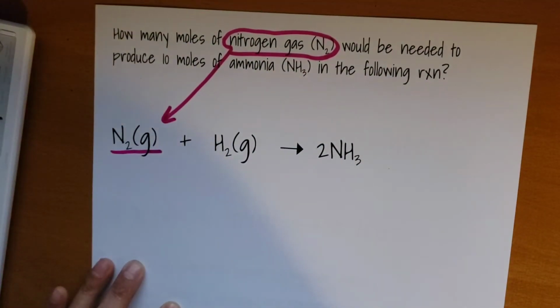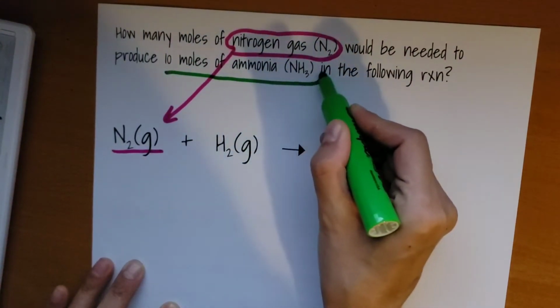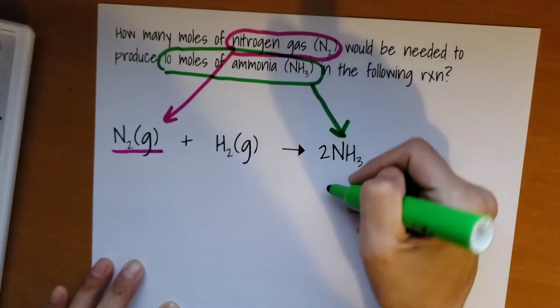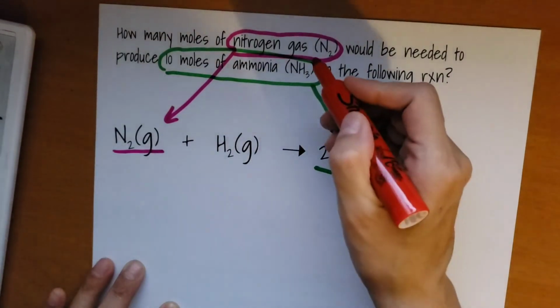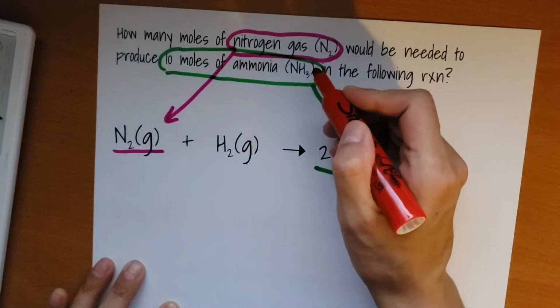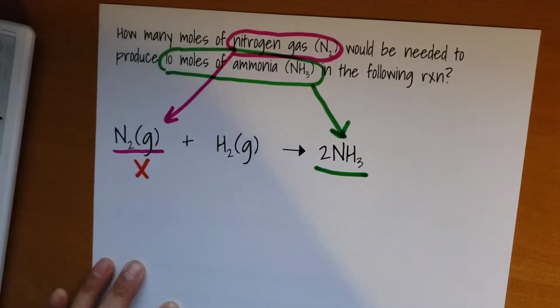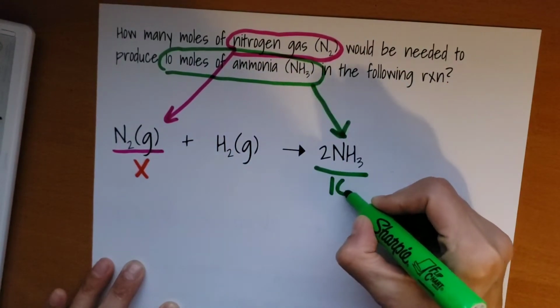How many moles of nitrogen gas would be needed to produce 10 moles of ammonia? So here we have 10 moles of ammonia in this reaction. So ammonia is right here. We're going to underline it. Now, when I go back and reread, it says how many moles of nitrogen gas? We don't know the amount of nitrogen gas, so we'll call it X. And we know that we want to produce 10 moles of ammonia gas. So I'll call this 10.